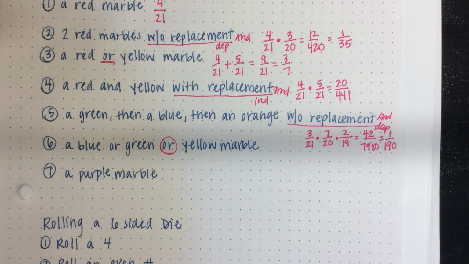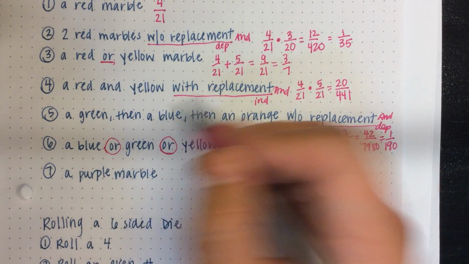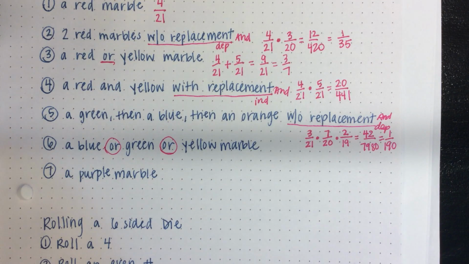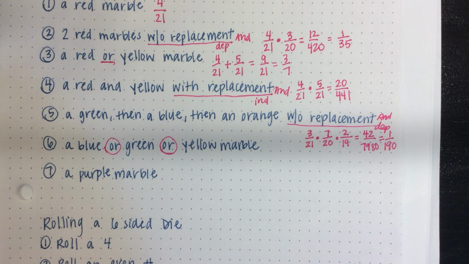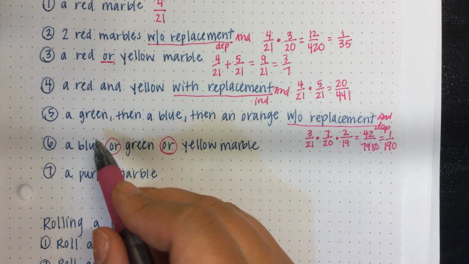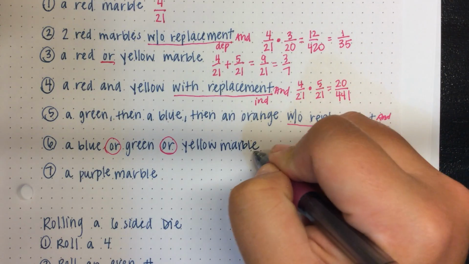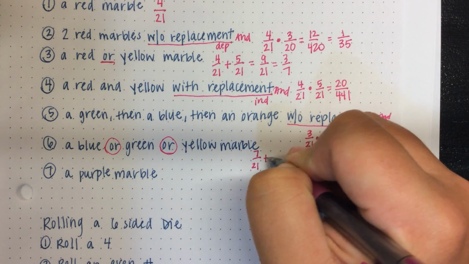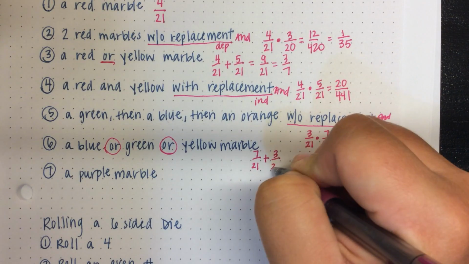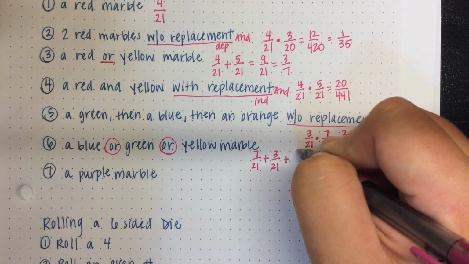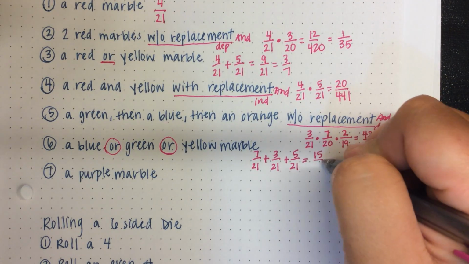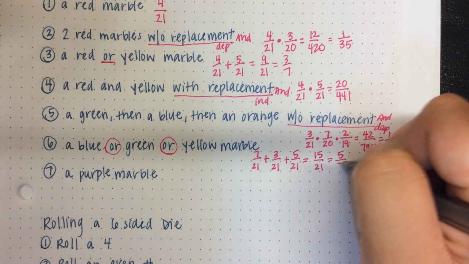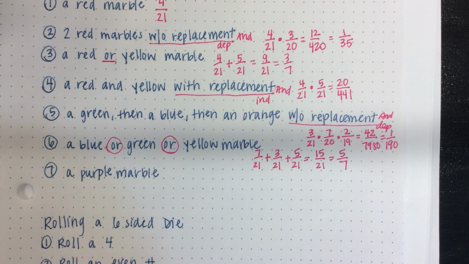All right, then this one I want to get a blue or green. Or means I'm going to add, right? Or sorry, blue or green or yellow. Okay, so this is 1 time. There's no way if I draw 1 marble that I can get a blue and a green and a yellow. So that means I'm just going to add my probabilities. The probability I get a blue is 7 out of 21. The probability that I get a green is 3 out of 21. And the probability I get a yellow is 5 out of 21. Okay, 7 plus 3 is 10, plus 5 is 15. Divide them by 3, and we get 5 over 7.